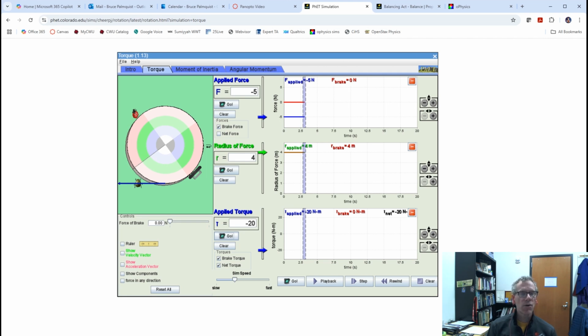So positive torque is counterclockwise, negative torque is clockwise. Sorry, I had a brain freeze there for a second.